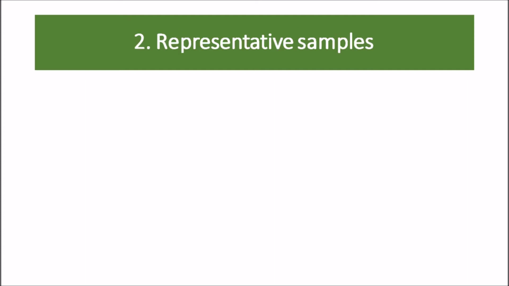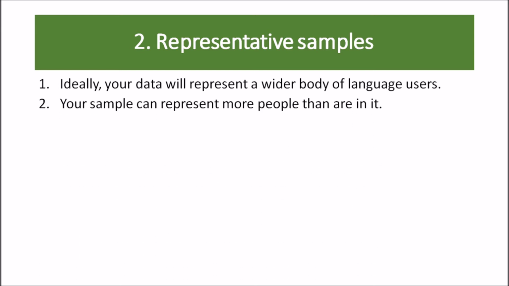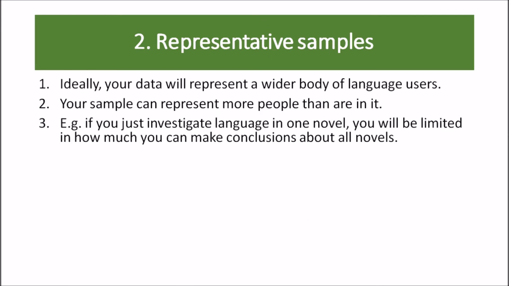Right, what do we mean then by a representative sample? So you do need to have one. Basically, it's the idea that whatever your data is, it will be able to represent a wider body of language users. Another way of looking at it is your sample can represent more people than are actually in it. So if you were to investigate language in one novel, you're going to be really limited in how much you can say, oh, well, this applies to all novels. Well, maybe not. Maybe it's just that writer, or maybe it's just that book, or maybe it's just that genre. I mean, it depends, doesn't it?